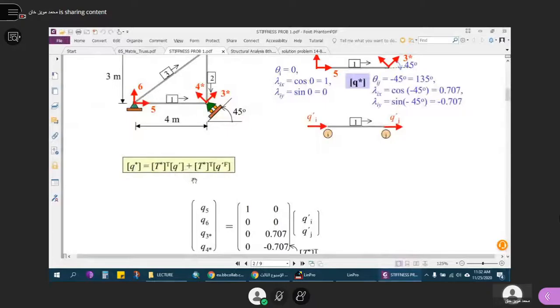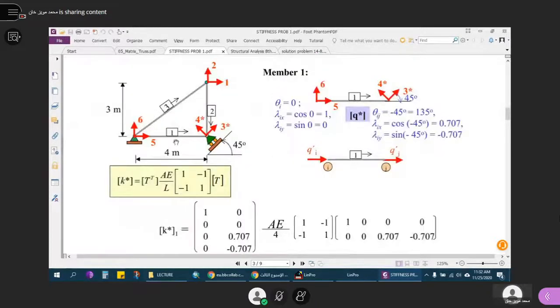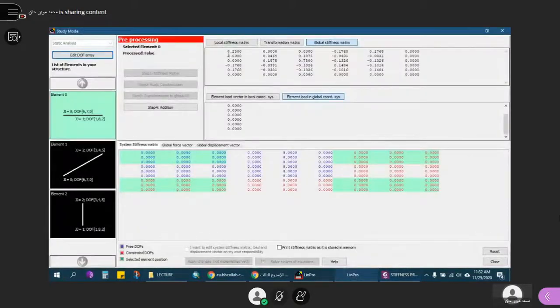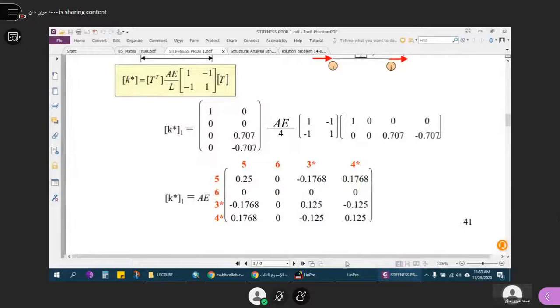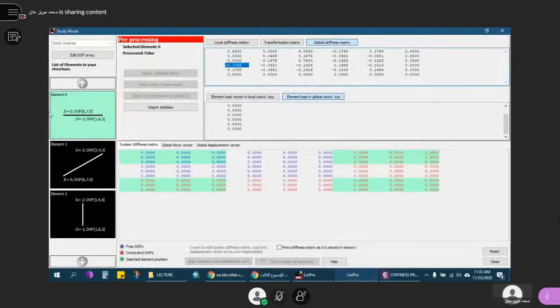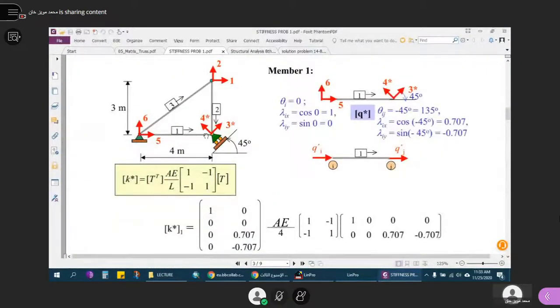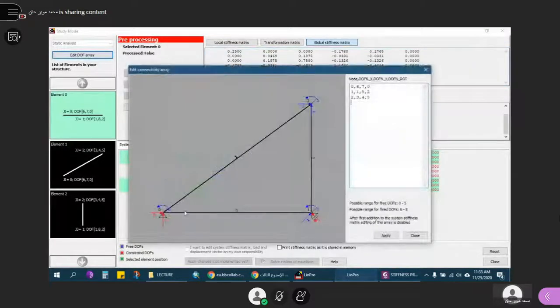What is the notation given here? This is element 1. So let us see the element 1 local stiffness matrix. So we have 0.25, 0, 0.1768, 0.1768, 0.125. So what is this here? What we have here is, in our case, for element 1, they have taken 4 degrees of freedom. In this problem, they have avoided the rotations at the supports. But in LinPro, they have taken the rotations 0 and 2.